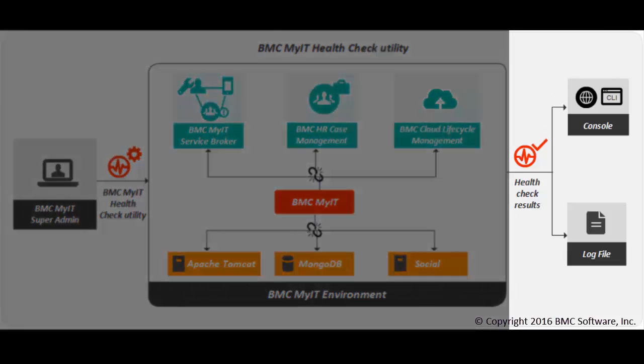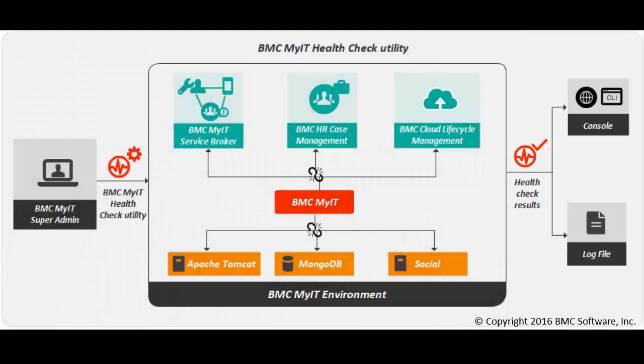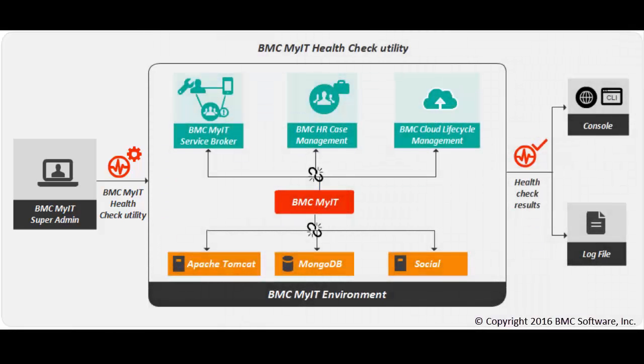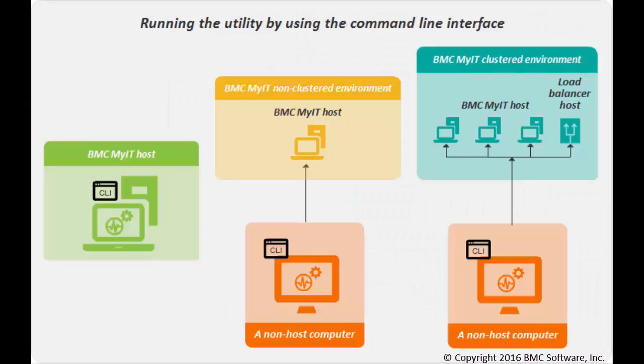The utility can be run using different interfaces such as the web interface and from the command line interface. Depending on the method you use, the health check results are displayed on the console or saved in a log file. The command line interface method displays the results on the CLI console as well as saves the results to a log file. To run the utility, you must belong to the BMC MyIT Super Admin Group. Also, the BMC MyIT server must be running and accessible via HTTP.